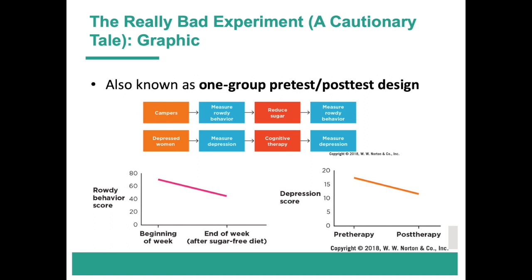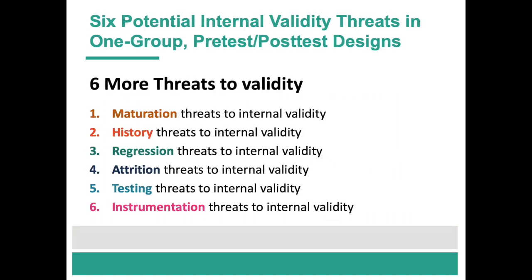We're going to give each of those a name. So these threats to validity are particularly found in the one group pre-test, post-test designs. So maturation, history, regression, attrition, testing, and instrumentation. We're going to talk about each of those.